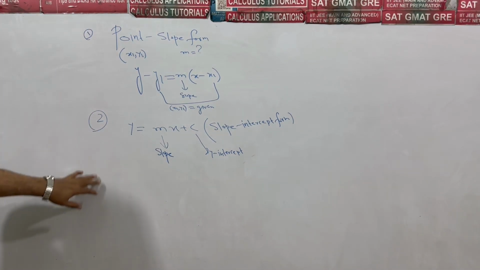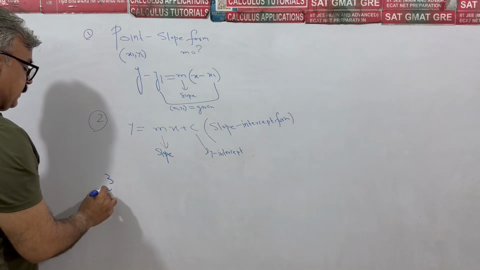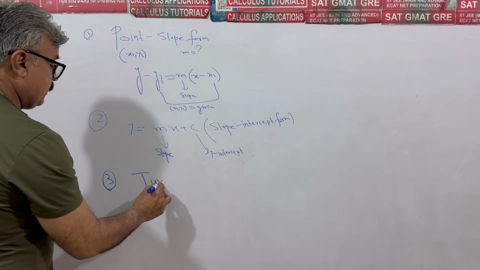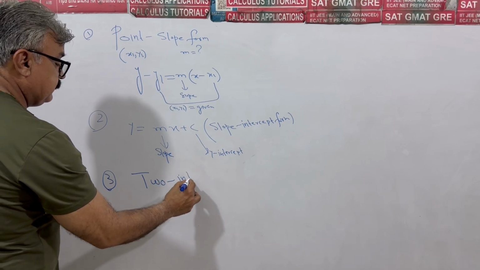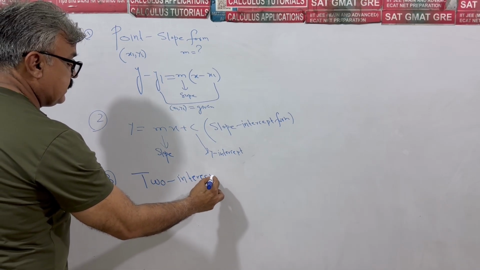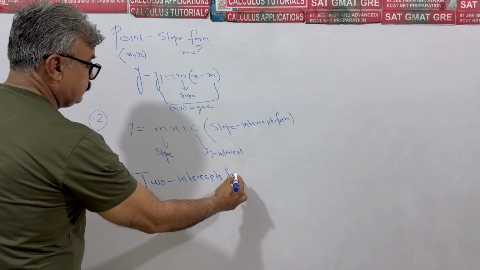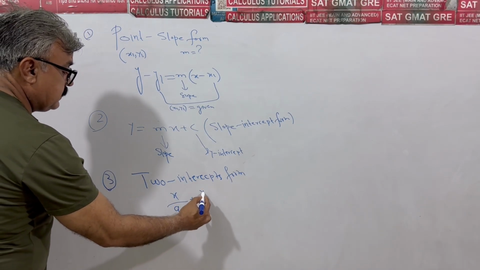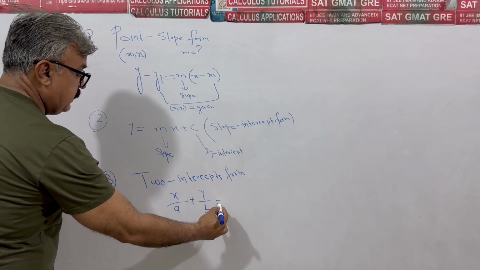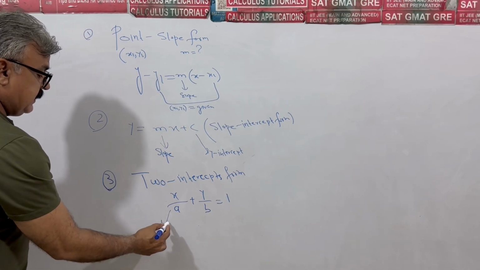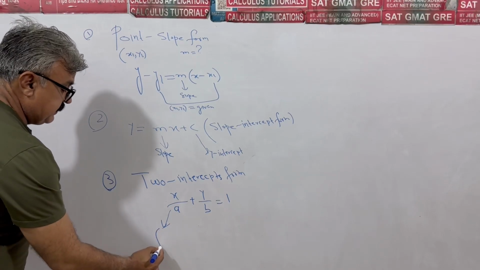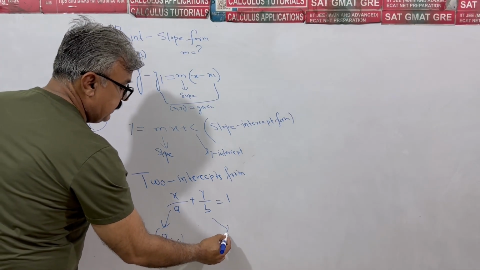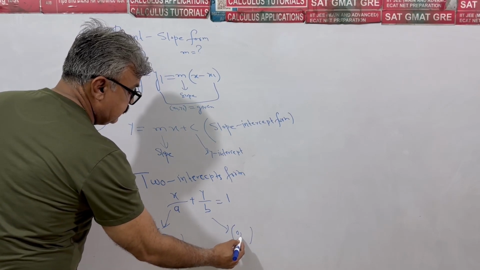Point slope form, slope intercept form, then we have next the two intercept form. It is x over a plus y over b is equal to 1, where a is our x-intercept, meaning y is 0, and b is our y-intercept, meaning x is 0.